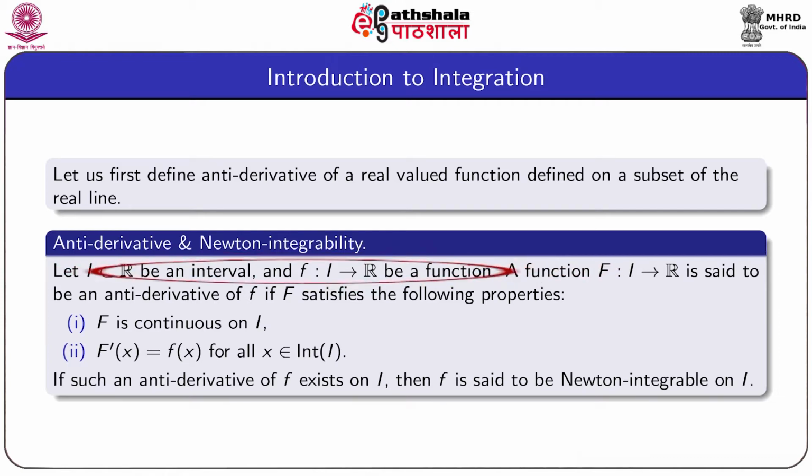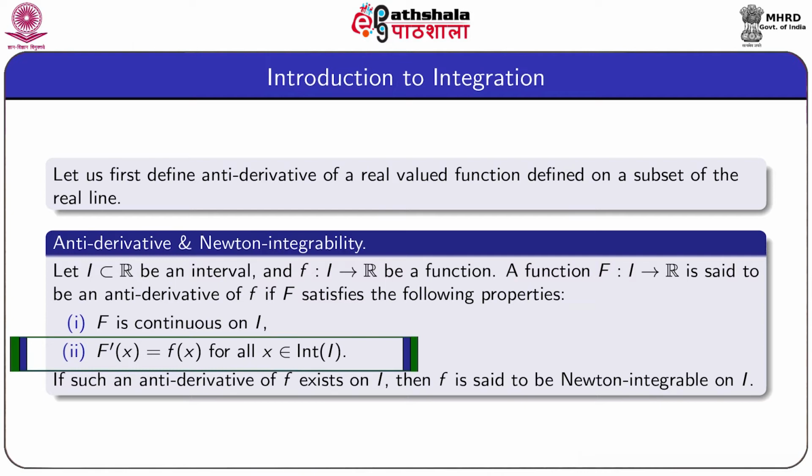Let I be an interval and f be a real valued function defined on I. A function capital F from I to R is said to be an antiderivative of f if the function capital F satisfies the following properties. First, the function capital F is continuous on the interval I. Secondly, for every x in the interior of the interval I, capital F dash x should be equal to small f x.